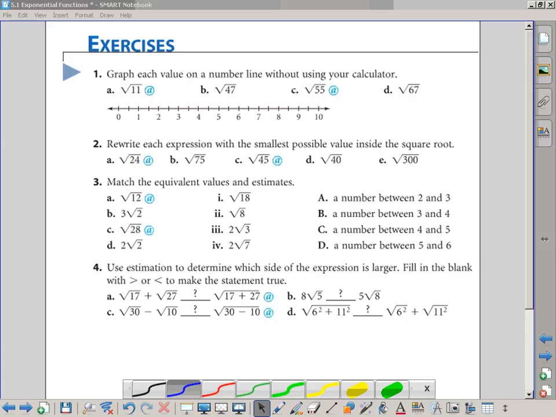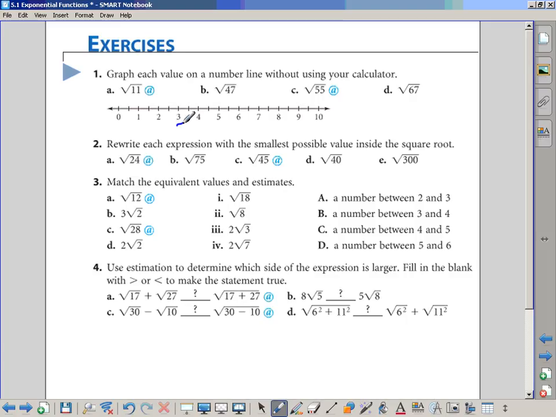Number 1, graph each value on a number line without using your calculator. Let's go ahead and do the first one, the square root of 11. That's going to be somewhere between, if we think about it, the square root of 9, which would be 3, and the square root of 16, which would be 4. So the square root of 11 is going to fall somewhere in between. Since 11 is closer to 9 than it is to 16, I think it's going to be a little bit closer to 3. So right about in there.